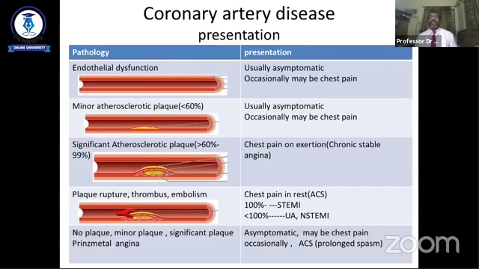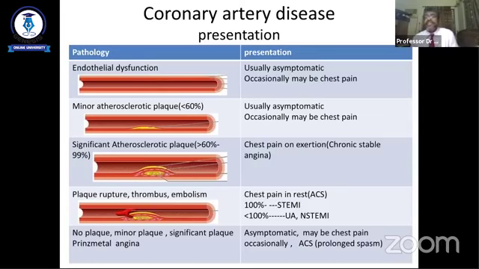So this is the actual pathophysiology. How do acute coronary syndrome patients usually present? As we know, acute coronary syndrome includes three entities: one is unstable angina, another is non-ST elevated MI, and another is ST elevation MI.